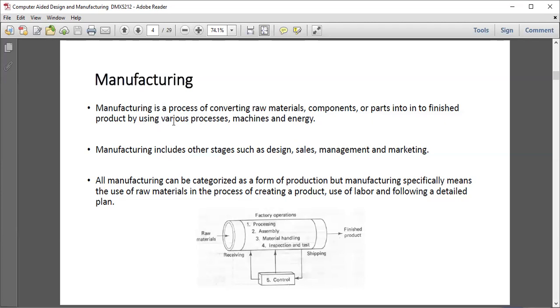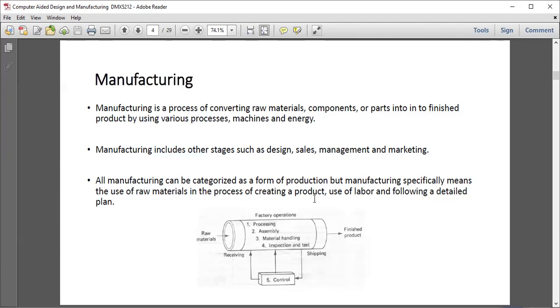Also in manufacturing there's a supportive part, we call it manufacturing support functions. In that we have sales, management, marketing, transportation, everything goes into manufacturing support.